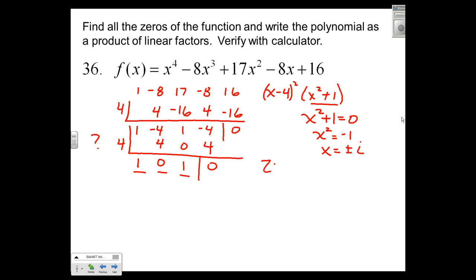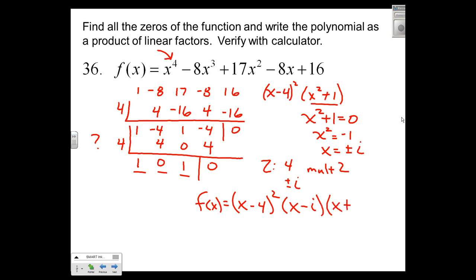X equals plus or minus square root of negative 1 or plus or minus i. So my zeros are 4, and that is a multiplicity 2 zero, and plus or minus i. There's my 4 zeros that the linear factorization theorem guaranteed that we would have. And factored as linear factors, x minus 4 times x minus 4 squared, and x minus positive i, and x minus negative i. So there we have it.